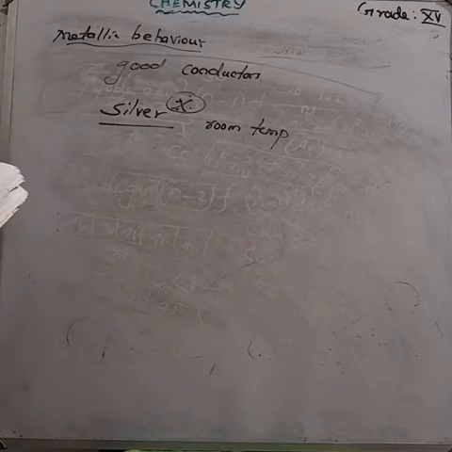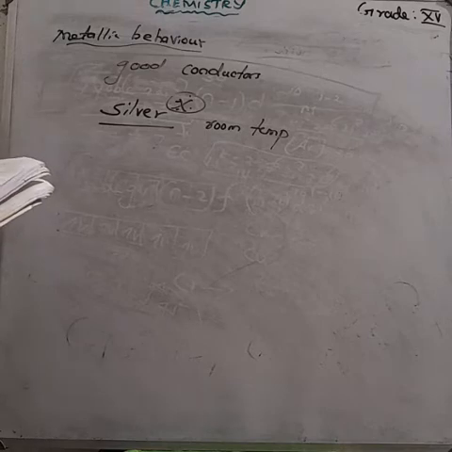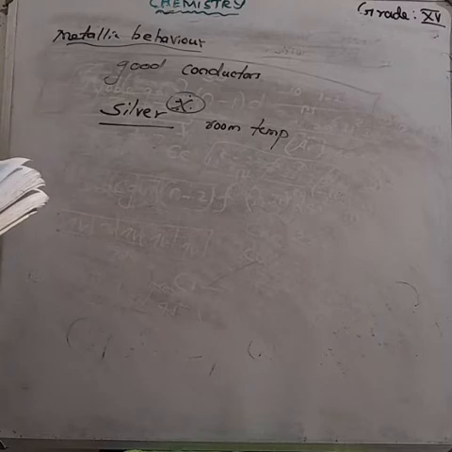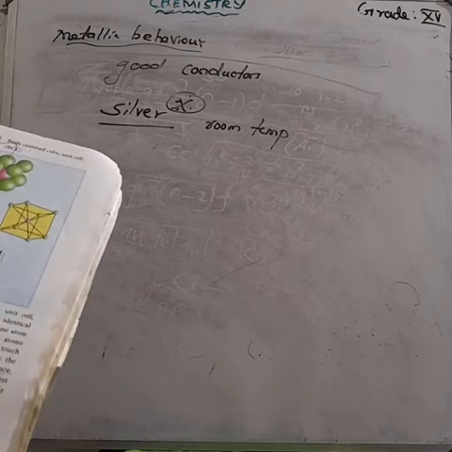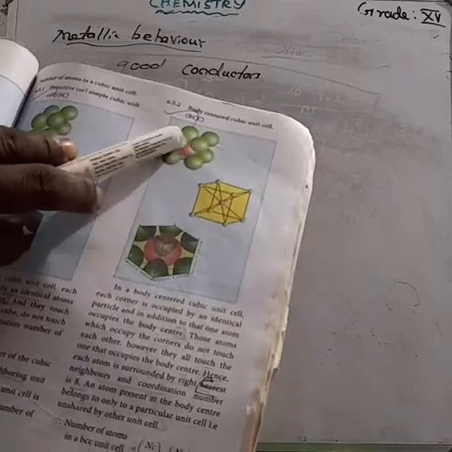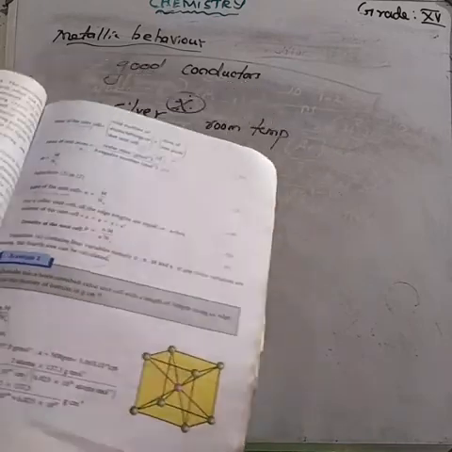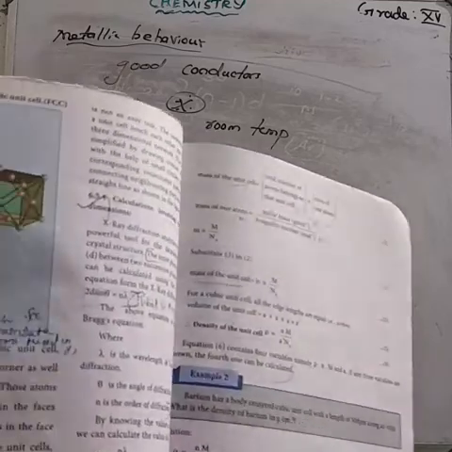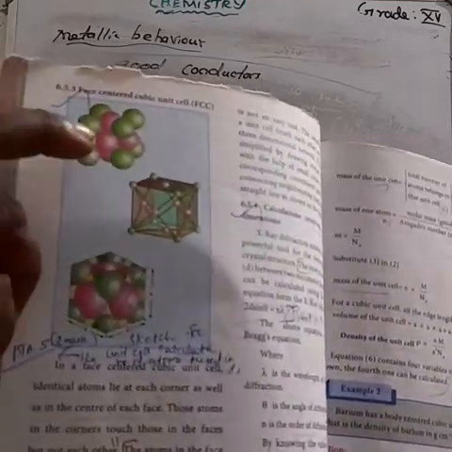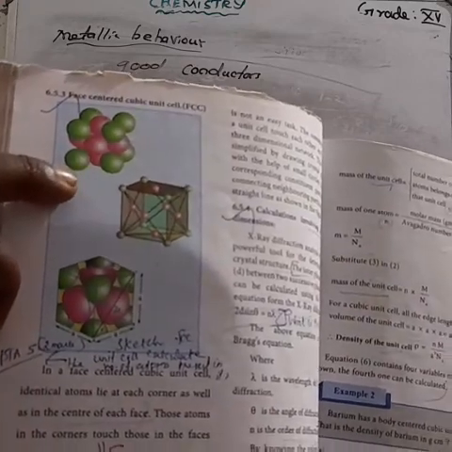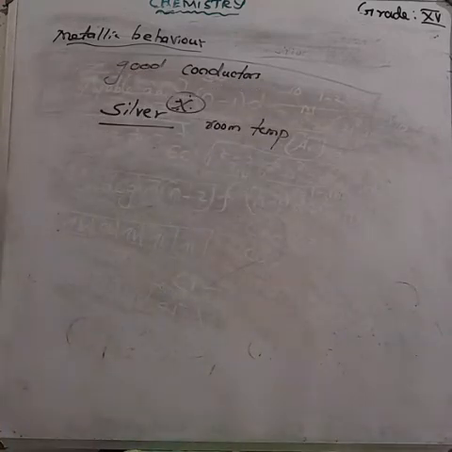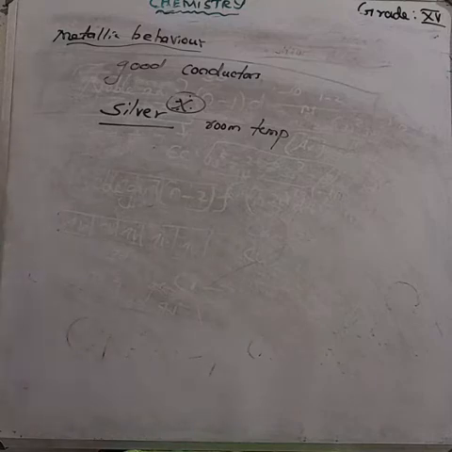Next, the BCC structure also we discussed on page number 183. They also have the body-centered cubic. And the face-centered we also discussed, page number 184. That also has cubic units. Am I right? Here the transition elements are also hexagonal close packed and cubic close packed.